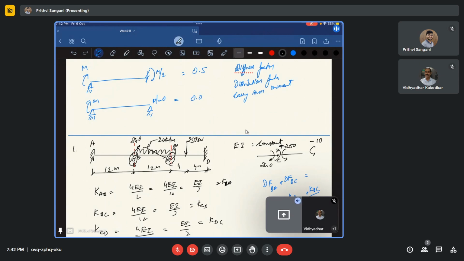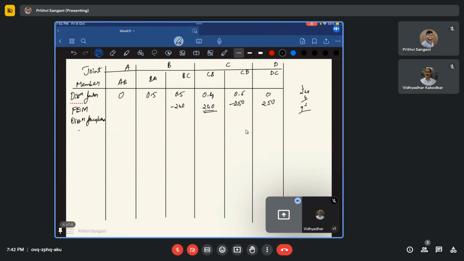So if I apply a positive moment of 10 at that joint, my CB is going to get a share of 40% of it, because my distribution factor is 0.4. Okay, so my distribution factor is 0.4. So I'll just write it in.